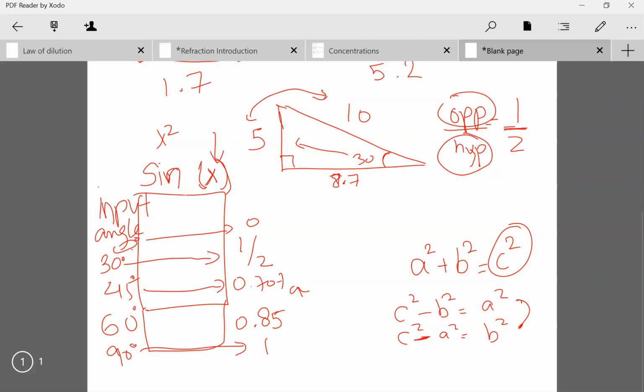So it's giving you the opposite side divided by hypotenuse is 0. The opposite divided by hypotenuse is 1/2. Opposite divided by hypotenuse is 0.707. Opposite divided by hypotenuse is 0.85. If in this triangle, that's a horrible triangle, this angle was 60 degrees, then opposite divided by hypotenuse would have given me 0.85 for this triangle. No matter what, they can be any side lengths, but the ratio has to stay the same. So that's what the function sine x is doing.